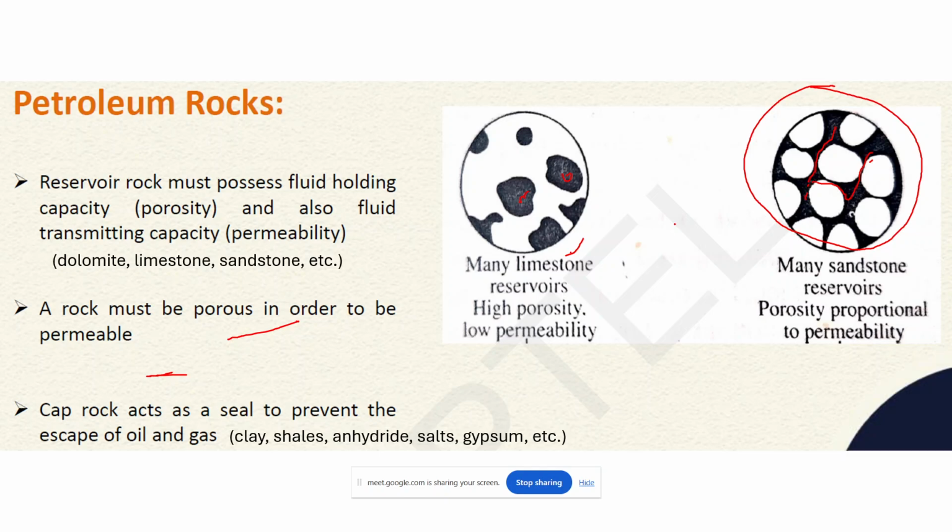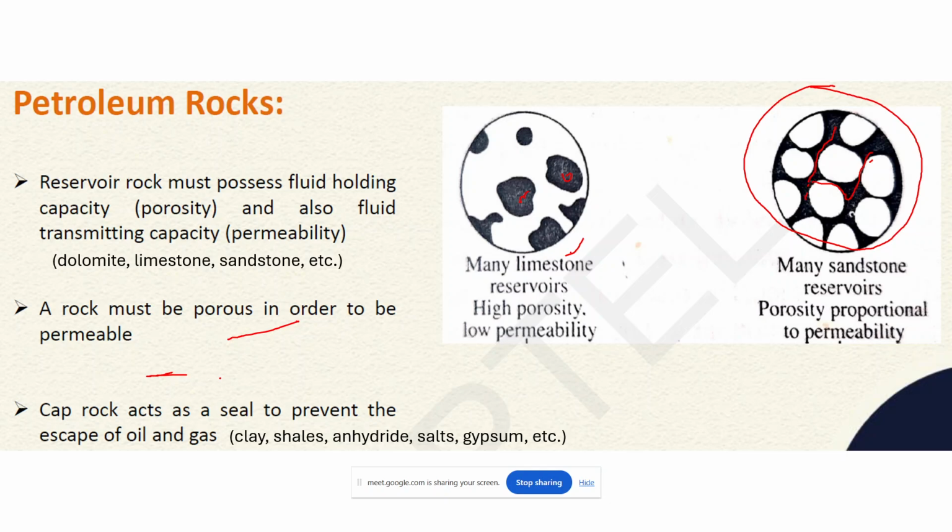Basically, it is like if you store water in a bottle. If you don't close it, if you don't use the cap, it will evaporate. You won't be having enough water. So for that reason, there is a cap rock required which acts as a seal to prevent the escape of oil and gas. Basically, there is not only oil present, but gas is also present. So if there is no cap rock, then the gas and oil will escape.